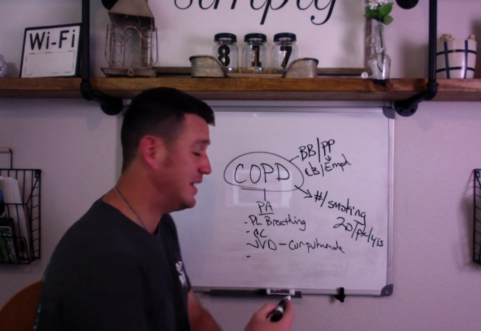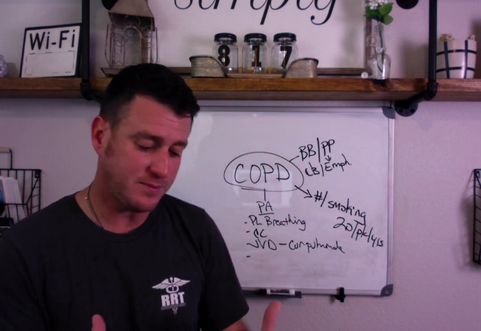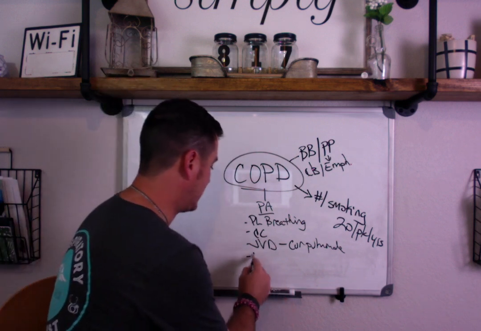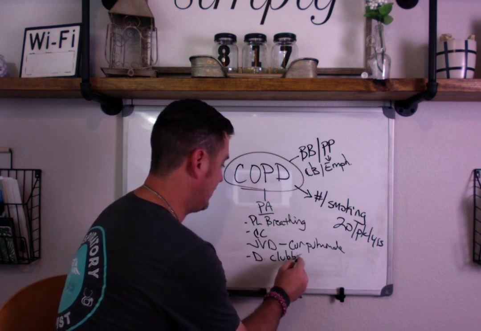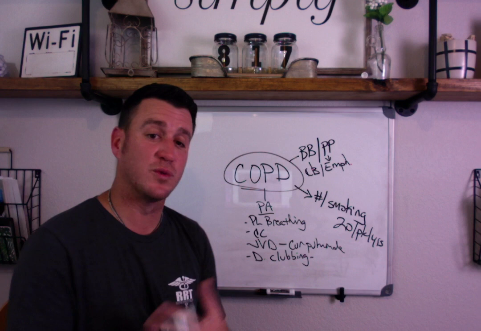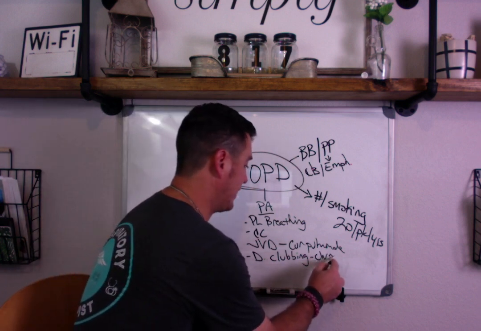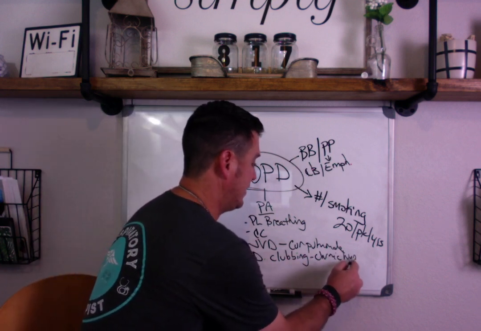Now, the next thing, when we get to our extremities, you're going to see possible digital clubbing. Digital clubbing is the result of chronic hypoxemia.